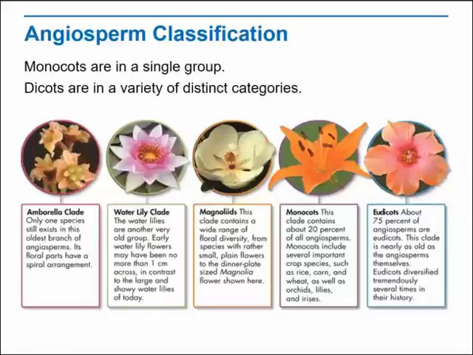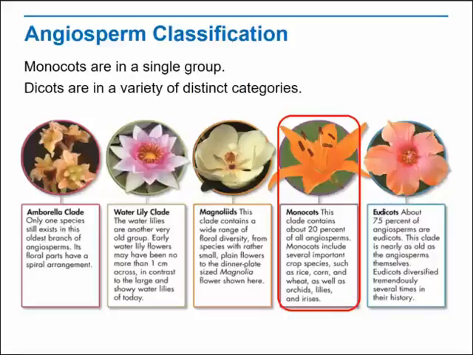Scientific classification now places the monocots into a single group. This classification places the dicots in a variety of distinct categories. This means that the term dicot is no longer used for classification. It can, however, still be used to describe many of the characteristics of the plant structure.